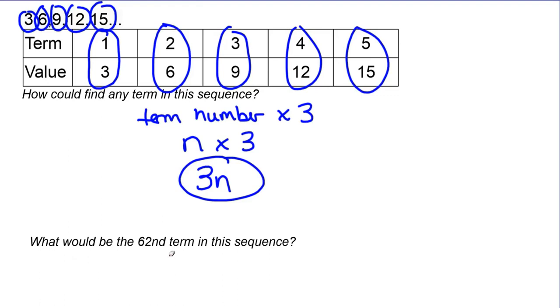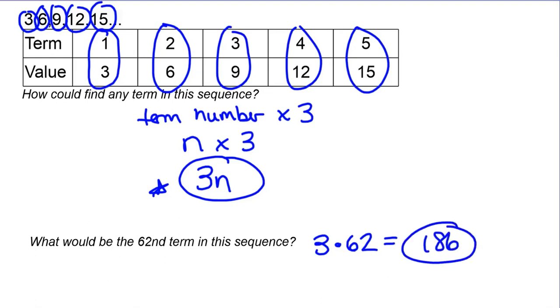So what would be the 62nd term in this sequence? Well, again, I don't want to list out all 62 terms, so I'm going to use my algebraic expression that predicts what the value of any term is and find the value of the 62nd term. To do that, I'm going to take 3 times 62. That's the term number. And 3 times 62 is 186. So if we continued this pattern on and on to the 62nd term, the value would be 186. So now we found the 62nd term using our algebraic expression. That makes things a lot more efficient mathematically.